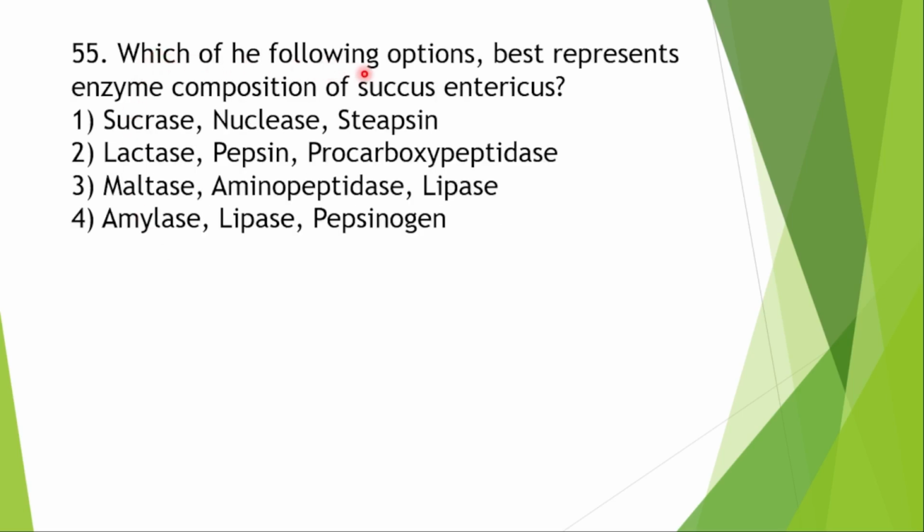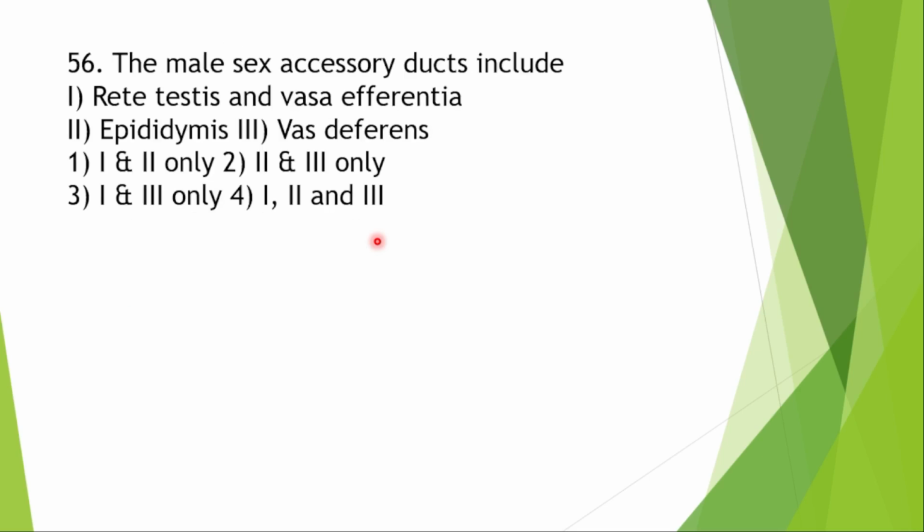55. Which of the following options best represents the enzyme composition of the succus entericus? Sucrase, nuclease, steapsin, lactase, pepsin, procarboxypeptidase, maltase, aminopeptidase, lipase, amylase, lipase and then pepsinogen. So here the right option is the third one.